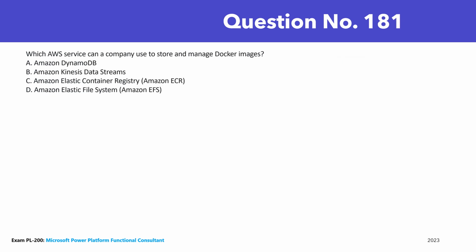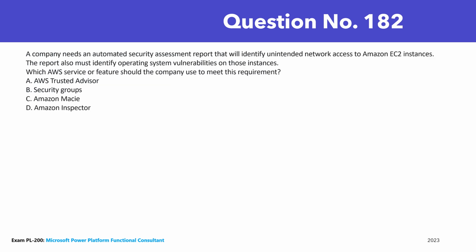Which AWS service can a company use to store and manage Docker images? A. Amazon DynamoDB. B. Amazon Kinesis Data Streams. C. Amazon Elastic Container Registry, Amazon ECR. D. Amazon Elastic File System, Amazon EFS. Correct answer, C.